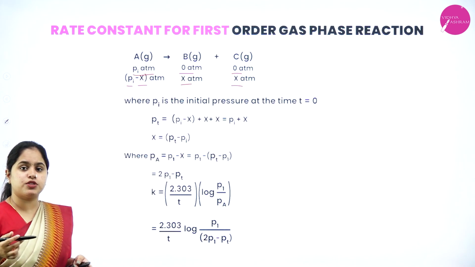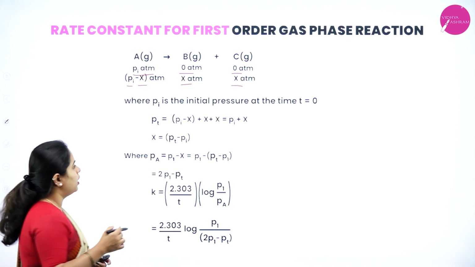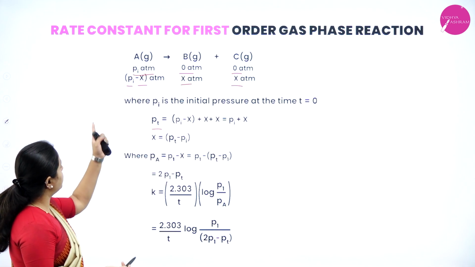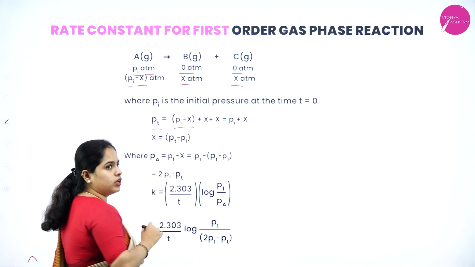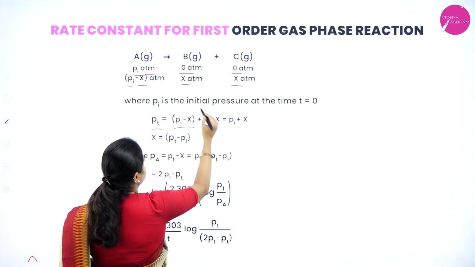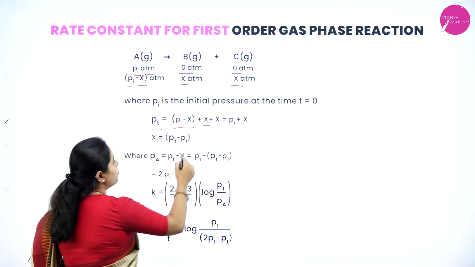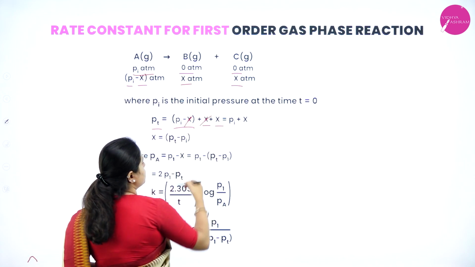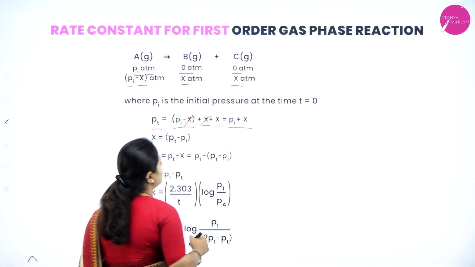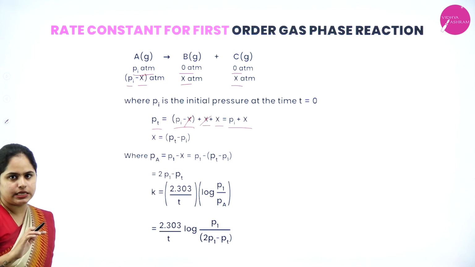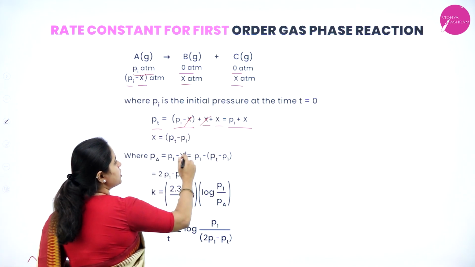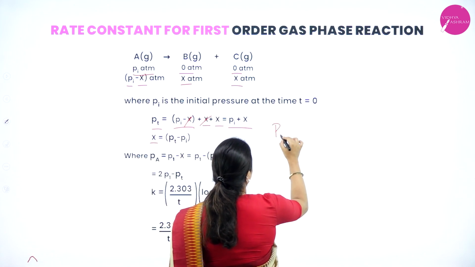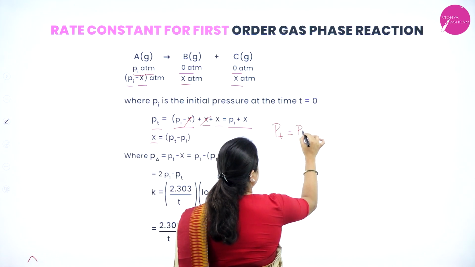So now we are going to substitute into the equation for P total. P total, what did we study now? It is PA plus PB plus PC. What is PA? Pi minus x. What is PB? It is x. What is PC? It is again x. So if we open the bracket and expand it, this 2x will get cancelled. So finally, what will be the equation? Pi plus x. Now we can just rearrange it and write in terms of x. That is Pt is equal to Pi plus x.